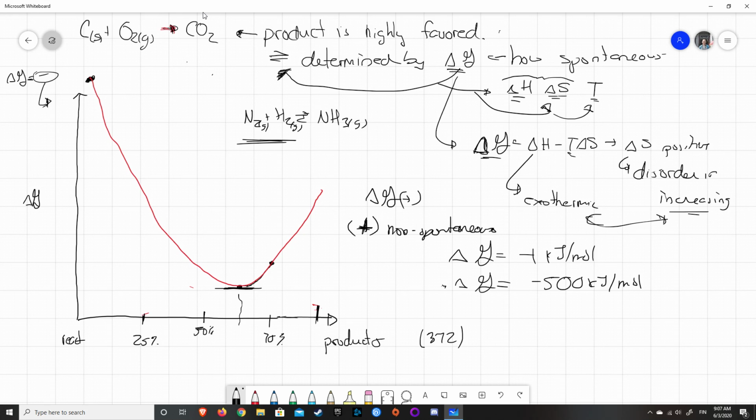So maybe when it hits this point, now order is going up. Maybe delta S is decreasing after this point. Maybe the system's starting to become too ordered and nature doesn't want it to become ordered. So it comes back down to equilibrium. Where it's at this ratio right here, we can say it's at 65% or so. So it's 65% products and 35% reactants.